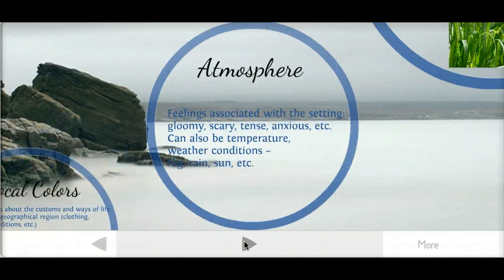The next is atmosphere, the feelings associated with a setting. Does the setting make you feel scared? Does it make you feel tense? Does it make you feel anxious? Is it gloomy? It can also be the temperature, the weather conditions such as fog, rain, etc.